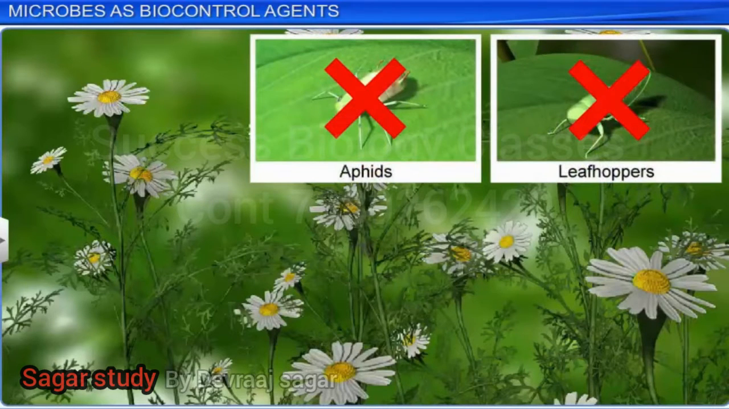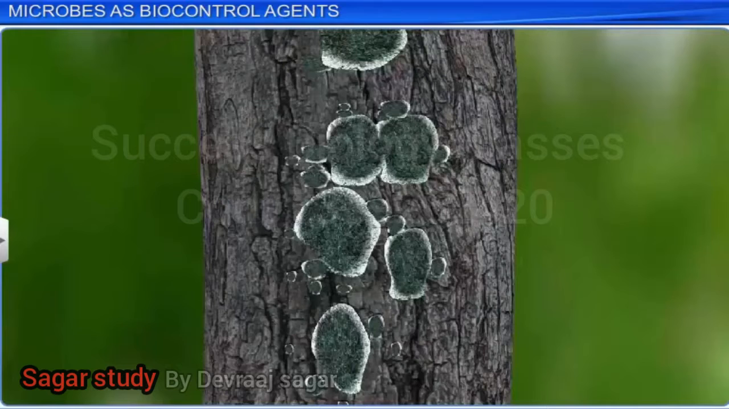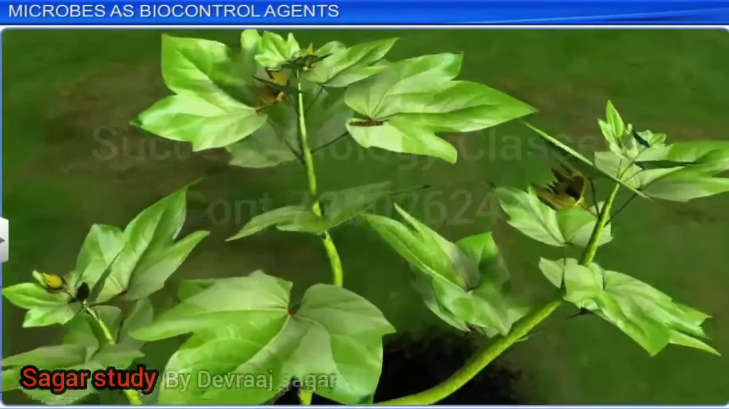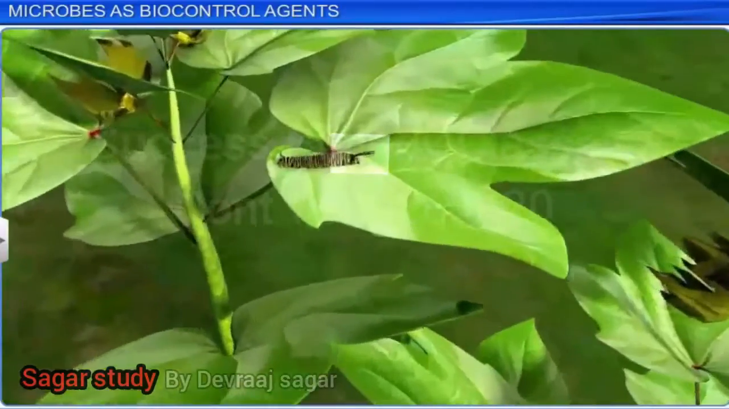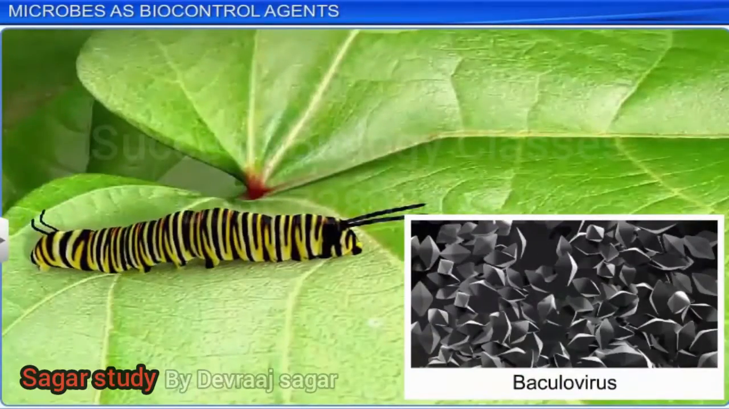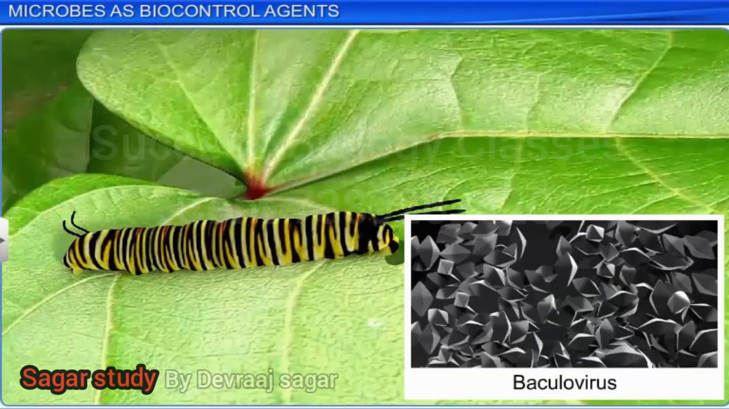Likewise, a free-living fungus called Trichoderma, which is very common in plant roots, acts as a biocontrol agent for various plant pathogens. In addition, baculoviruses of genus Nucleopolyhedrovirus are used as biocontrol agents for insects and other arthropods.